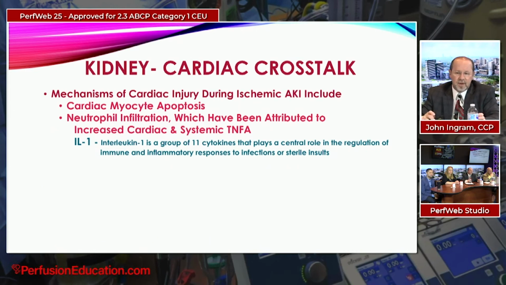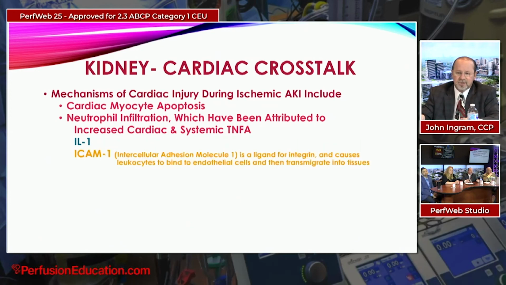Now, when we talked about this yesterday, and we'll probably talk about it today, the hemoconcentrator removes a lot of these inflammatory mediators. We talk about interleukin-1, 6, 8. Those are not isolated single entities. Interleukin-1 is actually a group of 11 cytokines that play a central role in the regulation of immune and inflammatory responses to infections and sterile insults. Then you have ICAM-1, intercellular adhesion molecule. It's a ligand for integrin and causes the leukocytes to bind to the endothelial cells and then transmigrate into the tissues.